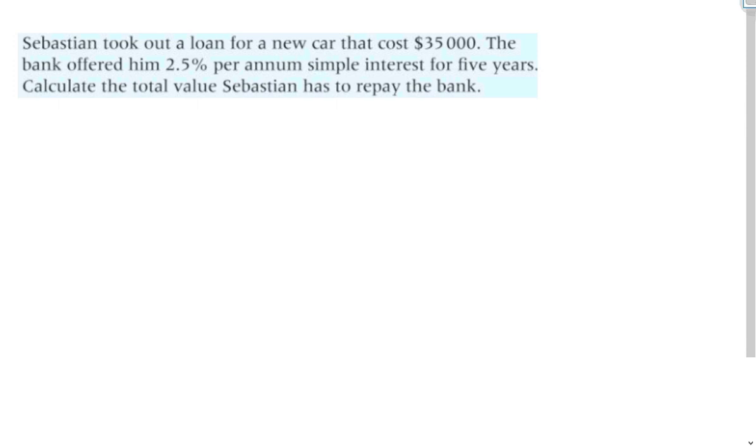Since the car costs $35,000 and the bank is going to charge him 2.5% simple interest for 5 years, we're going to use that simple interest formula. And you don't have to really memorize the formulas, just think about what you're doing. The amount that he's going to have to repay is based on how much he originally owed, so $35,000. Since he's owing more money, it's 1 plus. If it was depreciating or something along those lines, it'd be 1 minus.